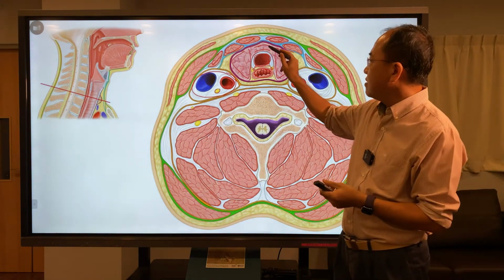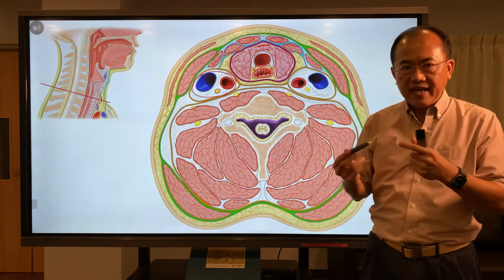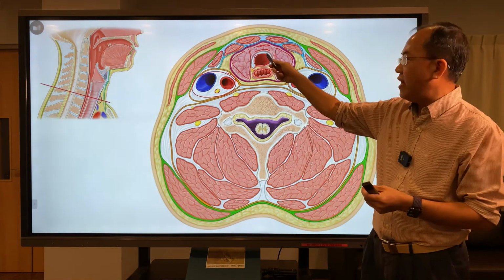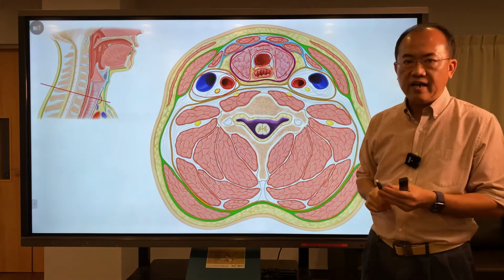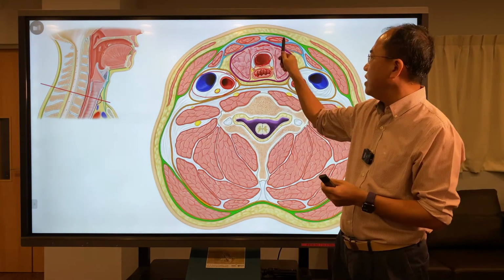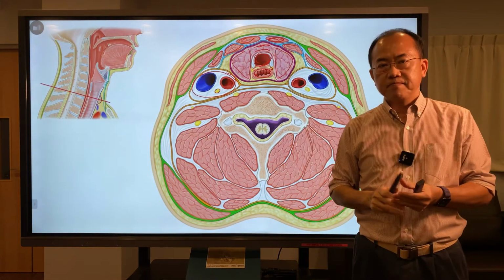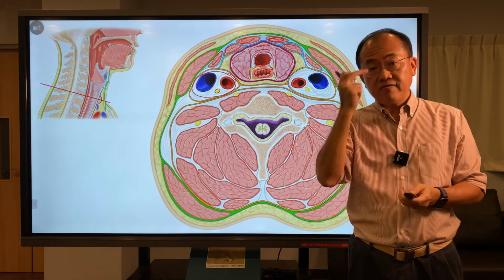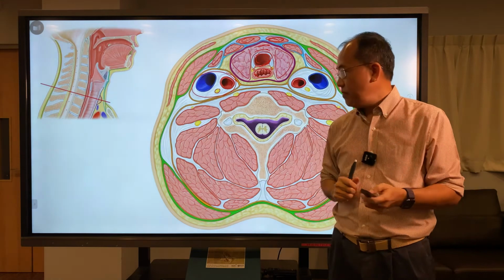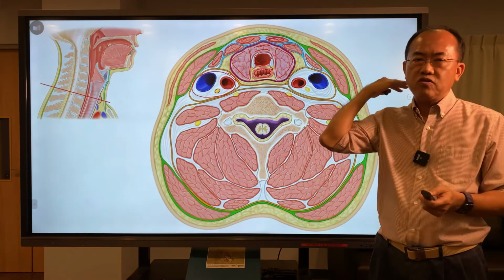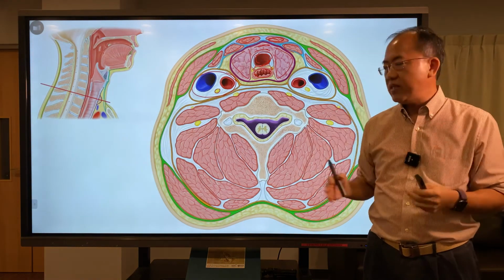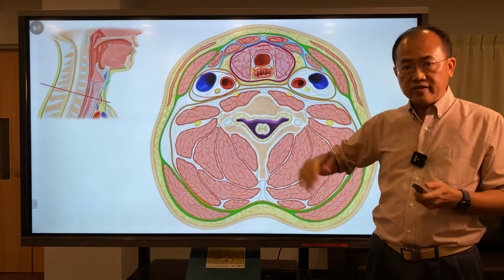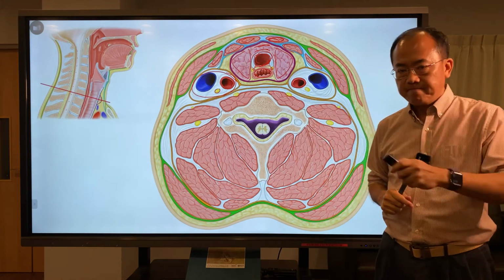If we were to describe the relations of the isthmus, it is slightly similar. Deep to that will be the trachea and the larynx. Superficial to that will be the strap muscles. This is how best to describe the relations of the thyroid gland. You can use the same principles to describe relations for the structures within the neck; it is best to do cross sections.